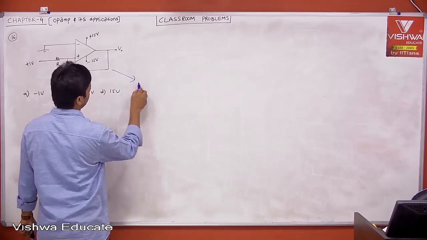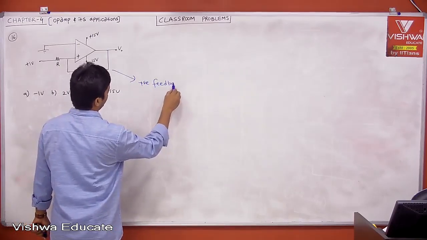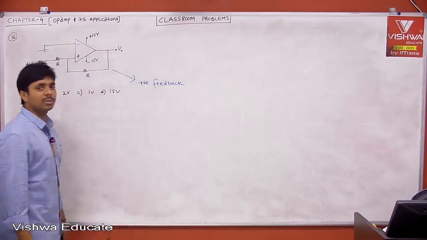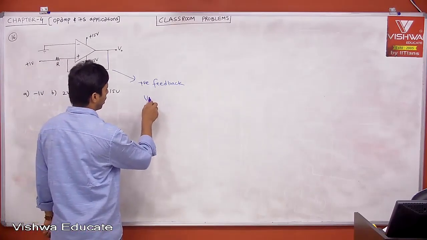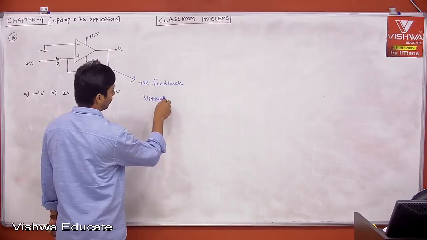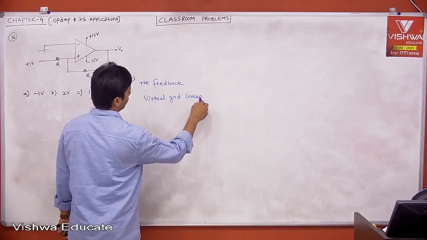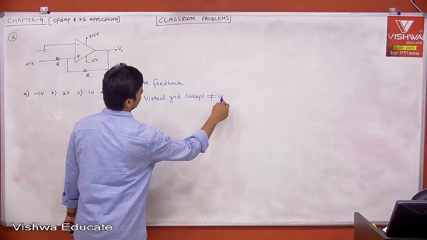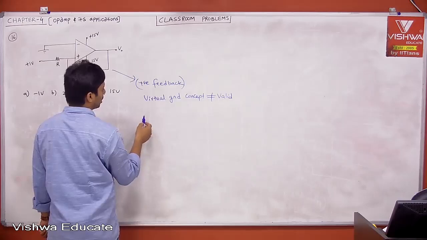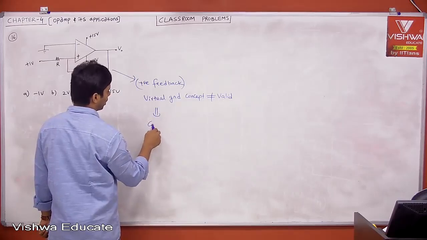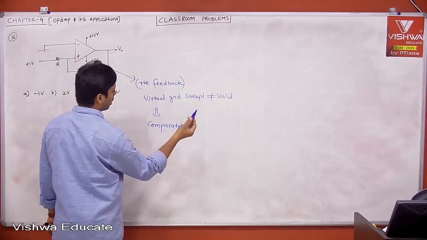This is a positive feedback problem. When I say positive feedback problem, the virtual ground concept is not valid. I am writing it again and again; next time onwards I will not write. Virtual ground concept is not valid. Then it is nothing but a comparator. The circuit will act as a comparator.